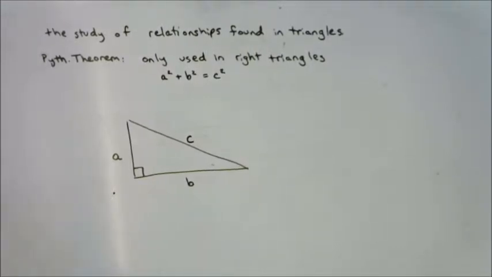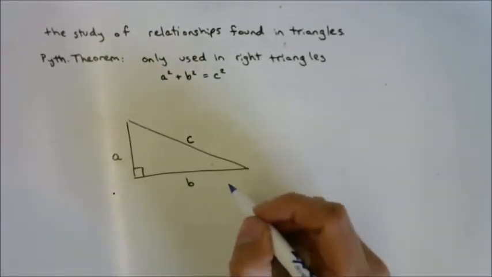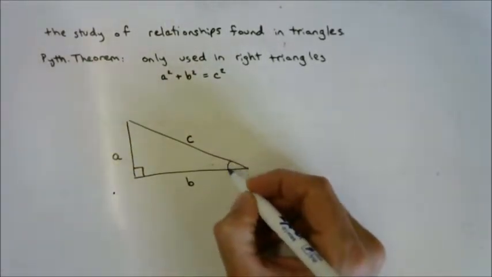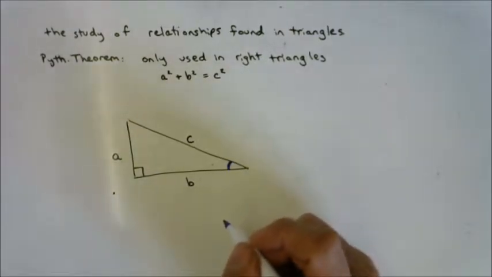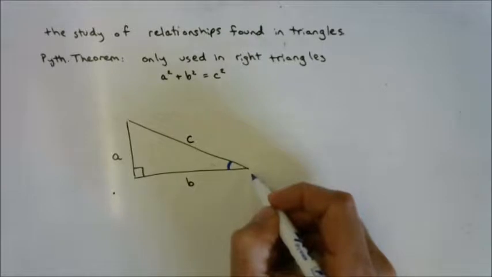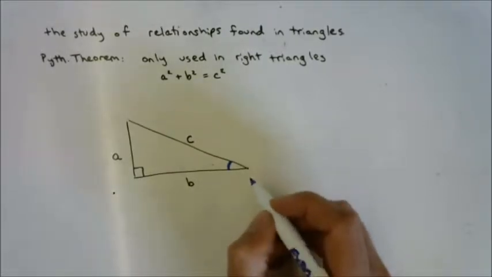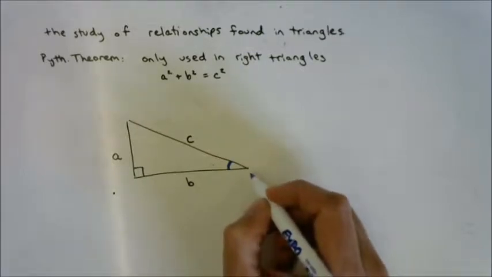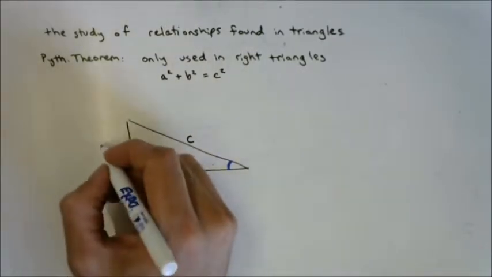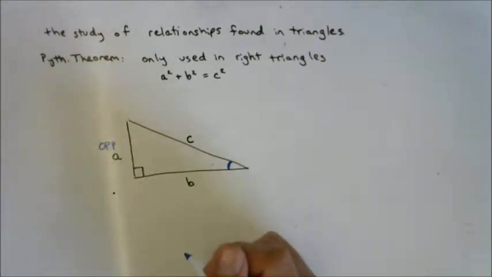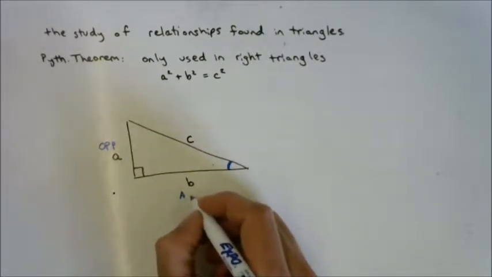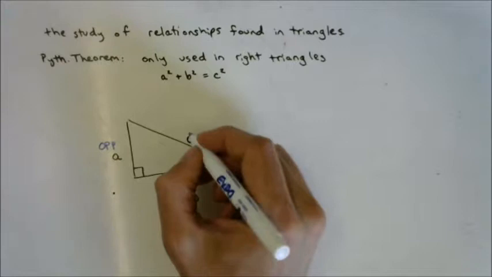What we want to do is talk about opposite, adjacent, and hypotenuse from angle A. So I'm going to do that in blue. Which side is opposite angle A? Is it side A or side B or side C? Which side is opposite this angle? Side A is up. Okay, so in blue I've got up. Which one is adjacent? Side B. And side C is going to be the hypotenuse.